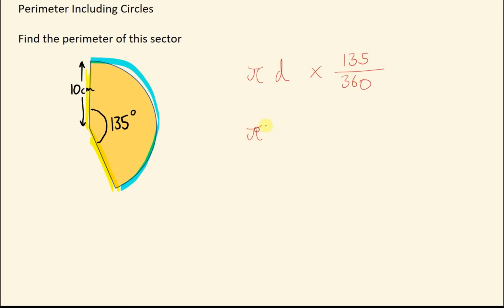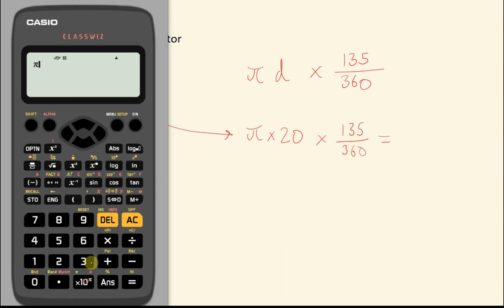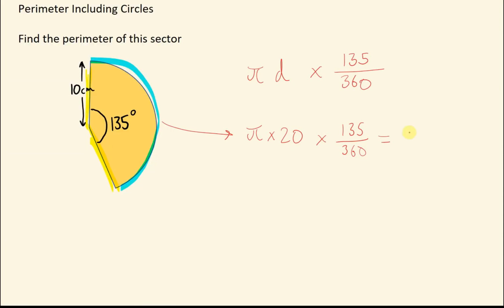In this case, we've got the radius is 10, which means the diameter must be 20. And we already know this fraction. So that will give me this arc length. Let's work that out. So pi times 20 times the fraction of 135 over 360 gives us 23.6.